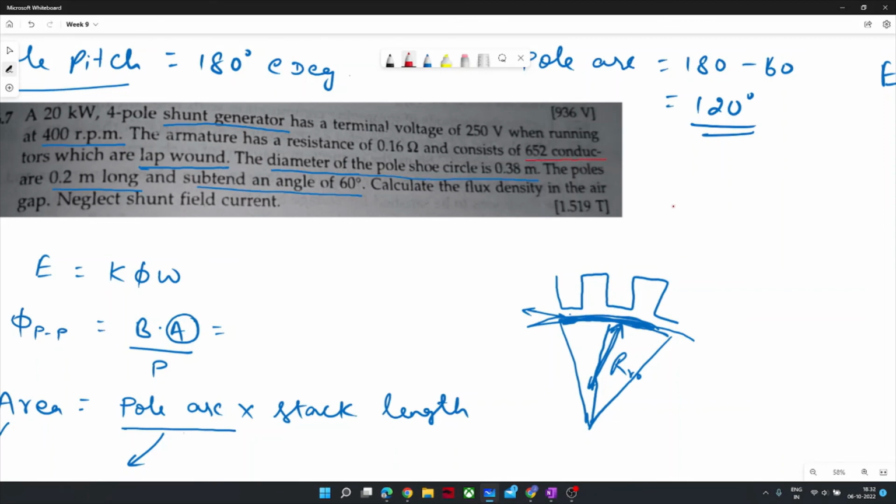Since it is a generator, E is equal to V plus IA RA. Now V is given, 250 volt, plus IA. IA is not given now. Again, to compute IA, we have to take help of this power. So plus IA into 0.16. Are you getting this? If you are stuck at any point, please just stop me.